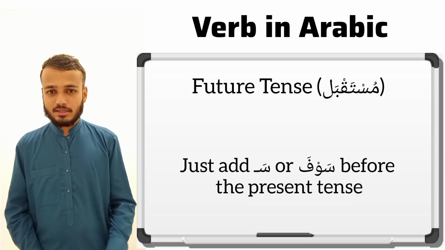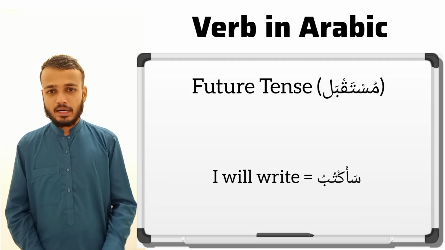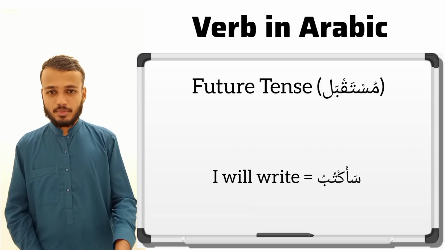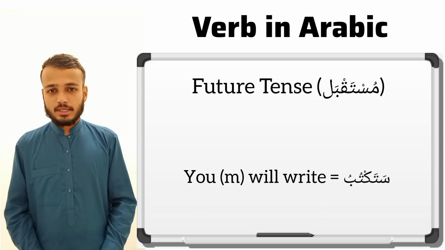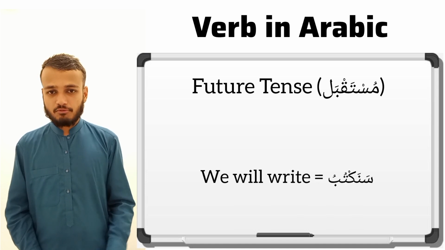We just add sa or sawfa before the present tense verb. For example, I will write, sa aktubu. Sa means will. You will write, sa taktubu. He will write, sa yaktubu. We will write, sa naktubu.